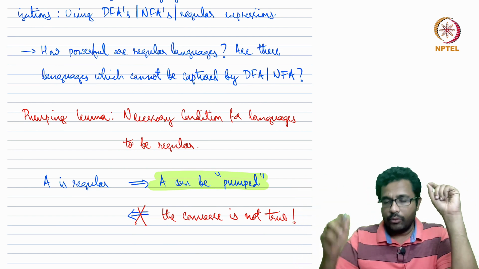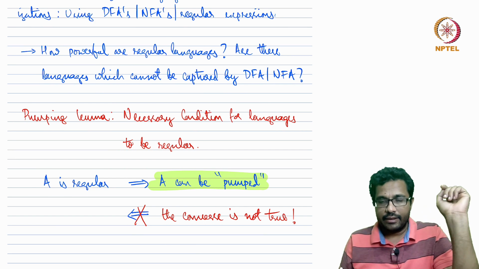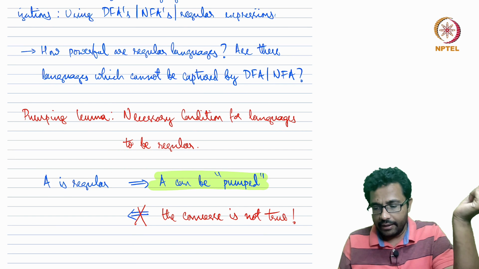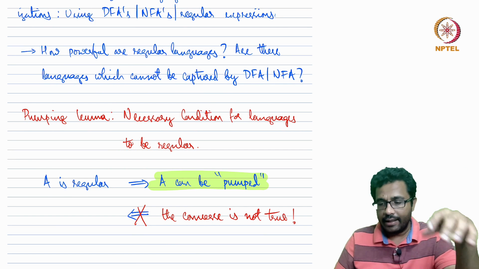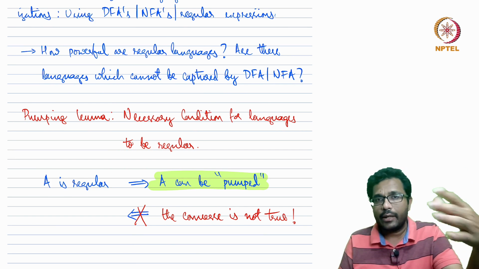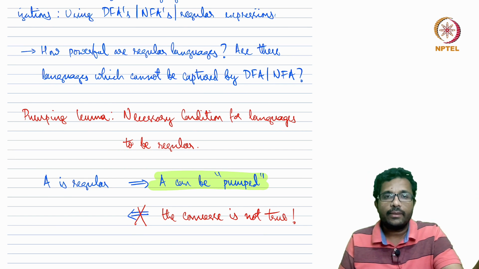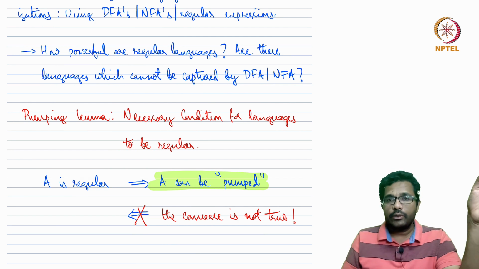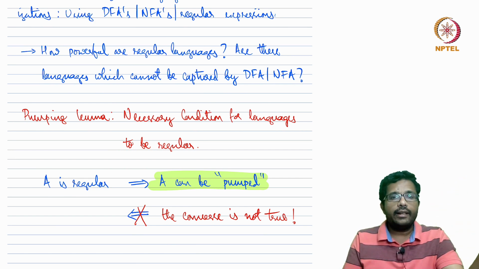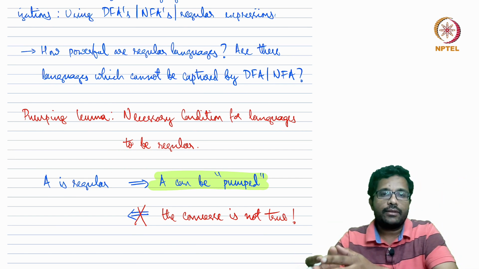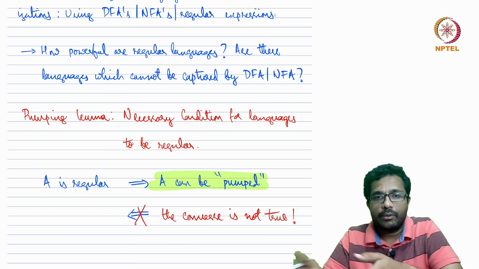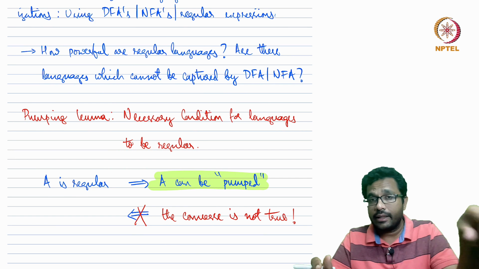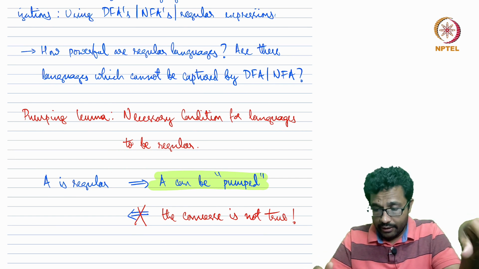However, this is only in the forward direction. It is not a necessary and sufficient condition. What I mean by that is the converse is not true. Just because a language A satisfies these conditions, we cannot infer that the language is regular. So it's only a necessary condition. If A is regular, then A has to satisfy these conditions, or A has to be pumped. Just because A satisfies this condition doesn't necessarily imply that A is regular.